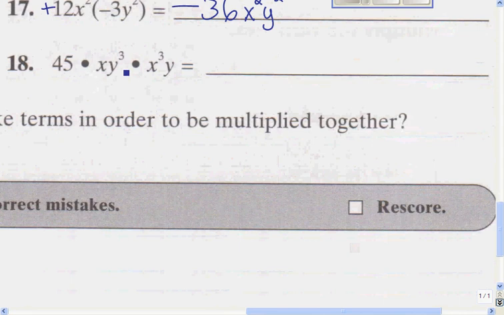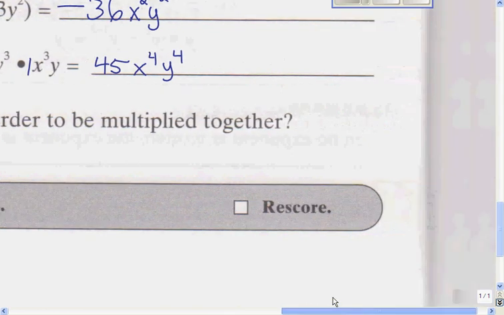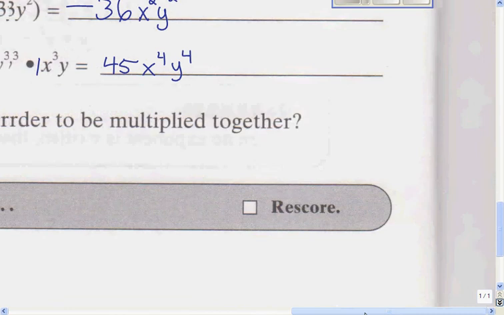Same thing. All the signs are positive, so I know my answer is positive. 45 times 1 is 45, and 45 times 1 is 45. So my number is going to be 45. Then I look at my variables. X to the first times x to the third equals x to the fourth. And y to the third times y equals y to the fourth. And I think that's it.